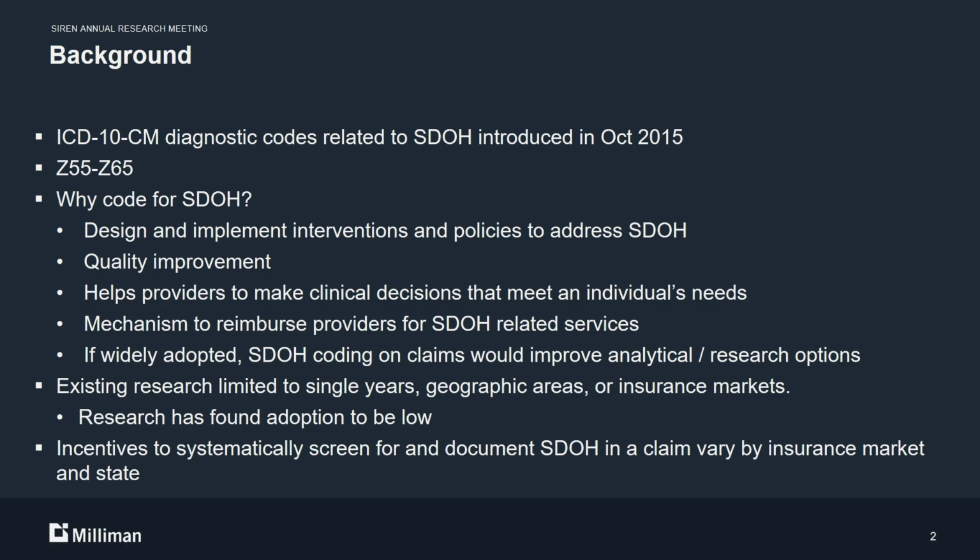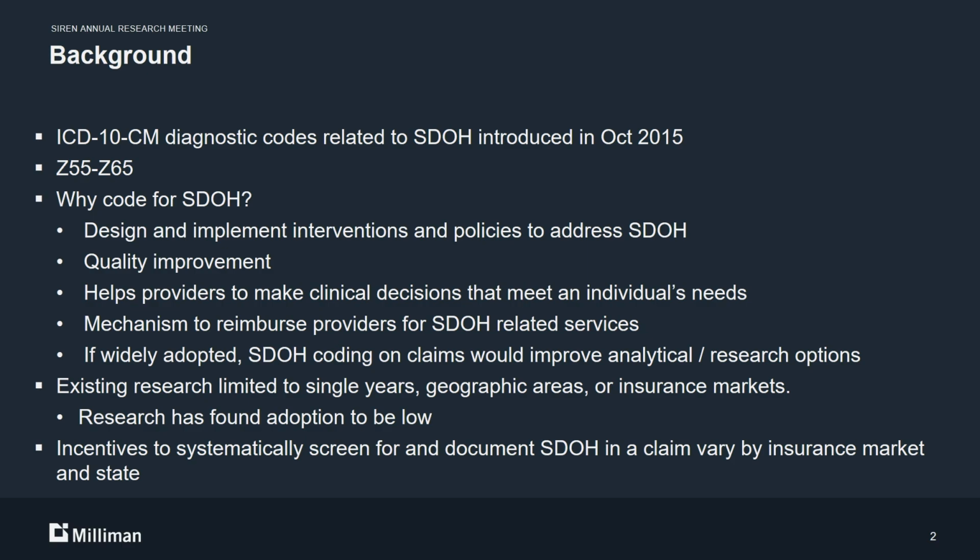The codes are Z55 through Z65, which is why we call them Z codes. It's an aside. But why we might want to code for social determinants in health, and what was at the root of integrating these into administrative claims, is being able to use this data to design and implement interventions and policies to address social determinants of health, things like measuring quality improvement or looking at changes over time longitudinally with patients, enabling providers to make clinical decisions that meet an individual's need. If you're documenting it in your EHR or in this claim, you're able to understand how that diagnosis might inform decisions that you're making.